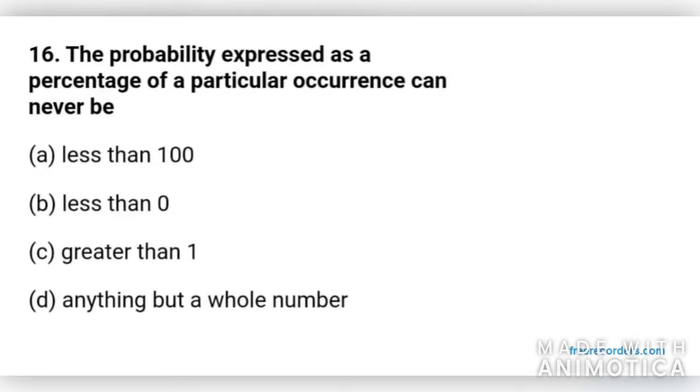Moving on to the next one. It says the probability expressed as a percentage of a particular occurrence can never be less than 100, less than 0, greater than 1, anything but a whole number. As you know, probability lies between 0 and 1, and when it is converted into percentage, it will be between 0 and 100. So it cannot be negative. That verifies that less than 0 will be the answer to this question.